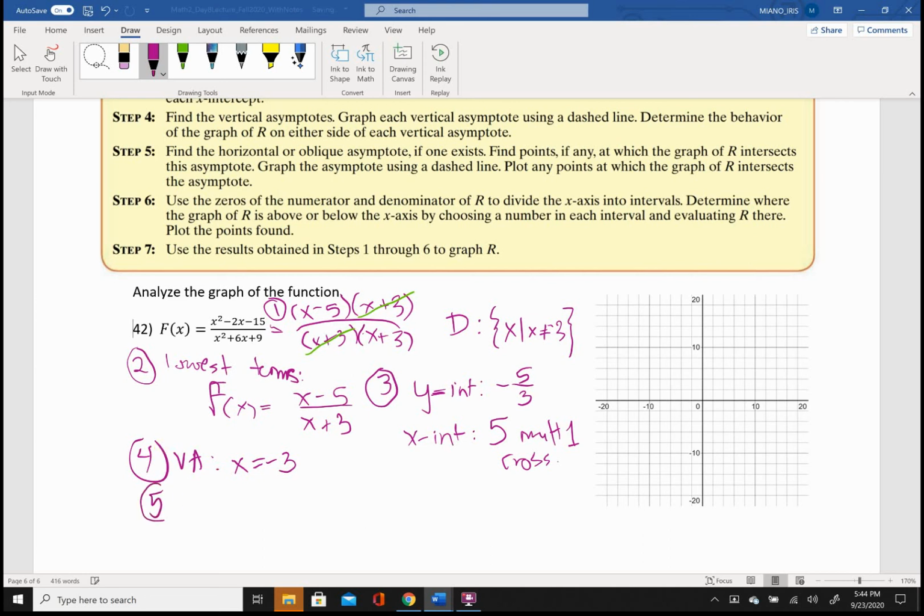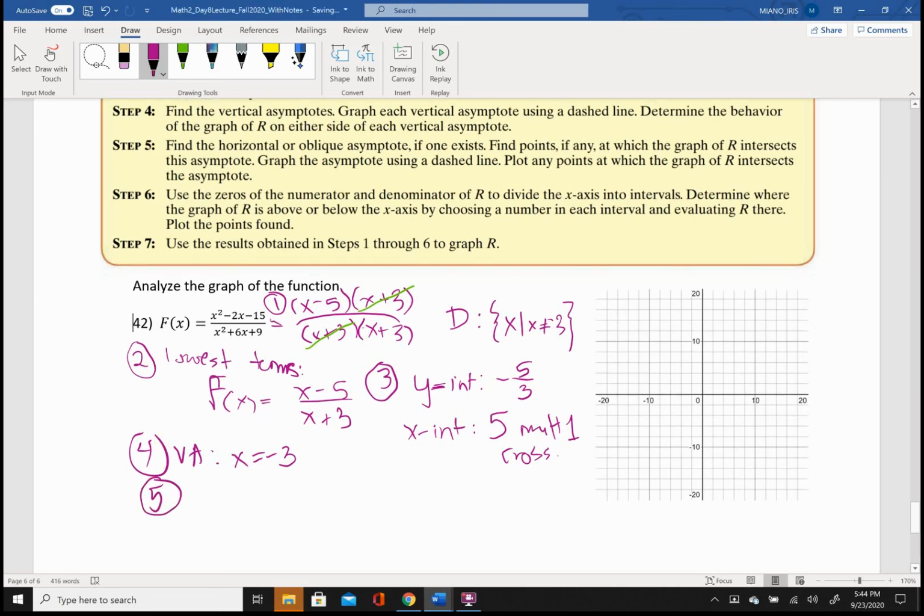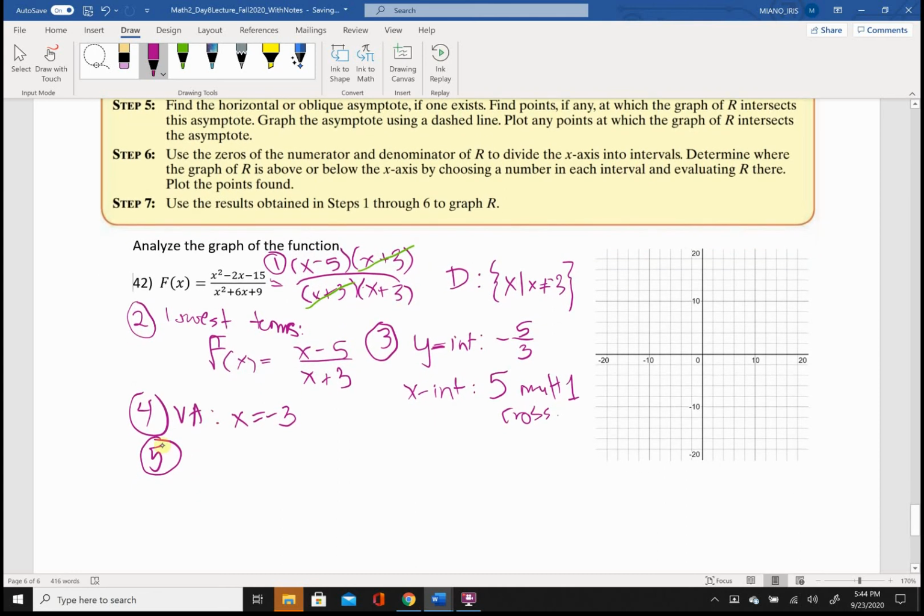Step 5. Find the horizontal or oblique asymptote. Yes, it's going to be horizontal. How do I know? Because m equals n, right? So when that is the case, you take the leading coefficients and set it equal to y, and that is your horizontal asymptote. The asymptote is going to be y equals 1 over 1, which is just 1. Okay? Now, are we going to cross it? Do we cross the horizontal asymptote, I'll call it HA.